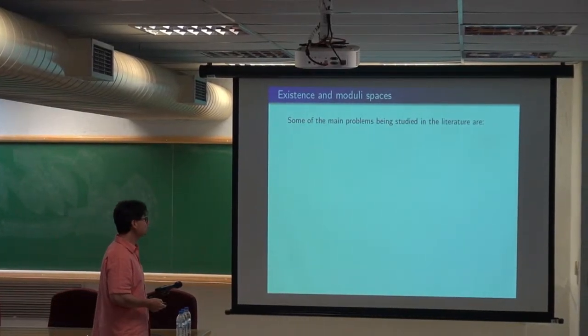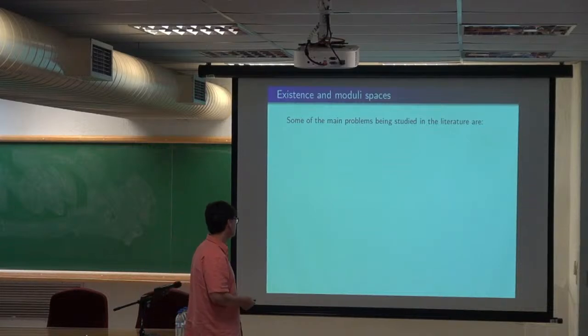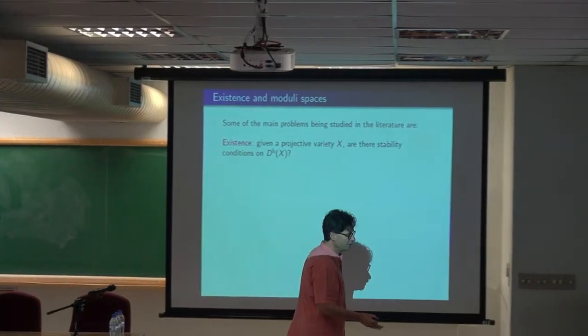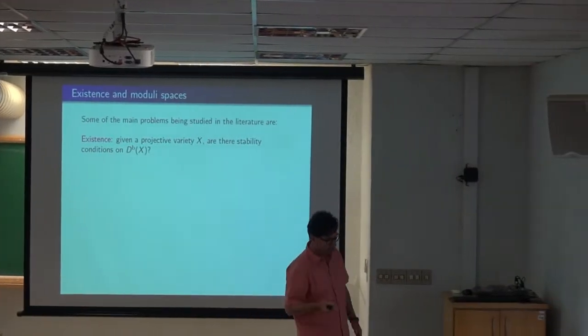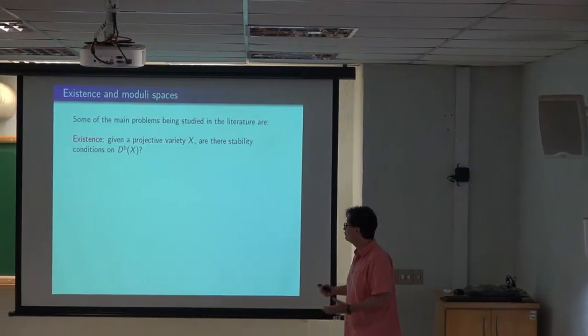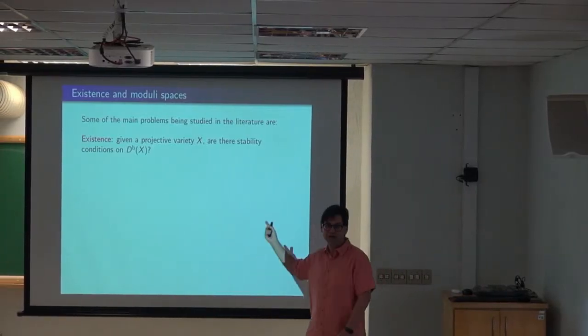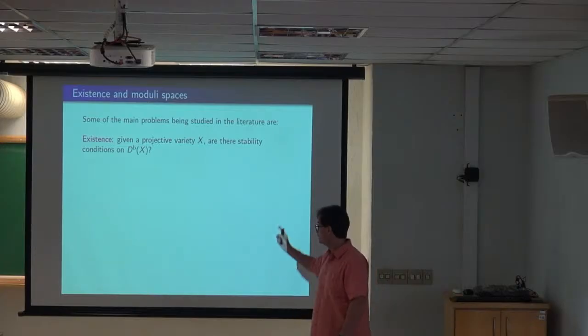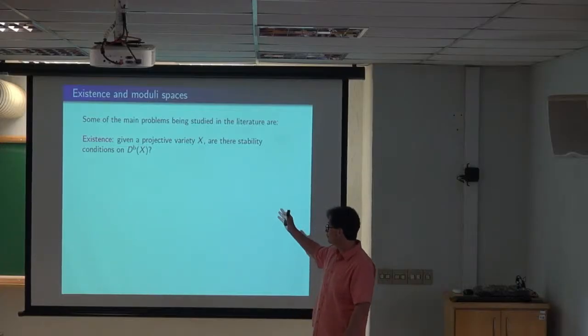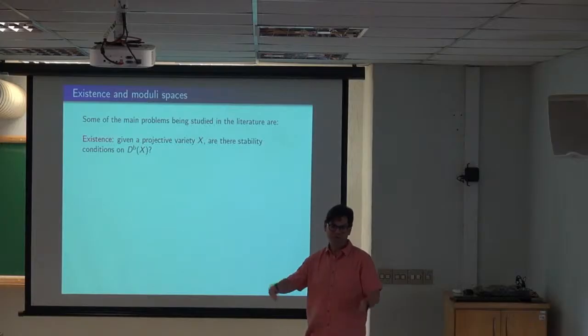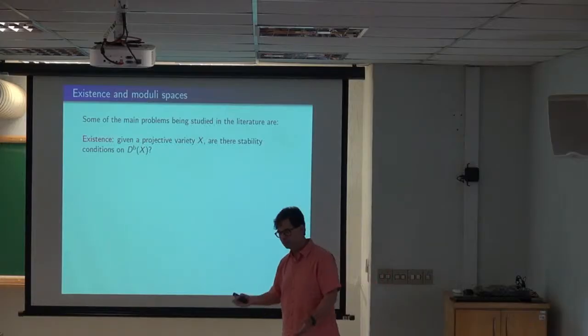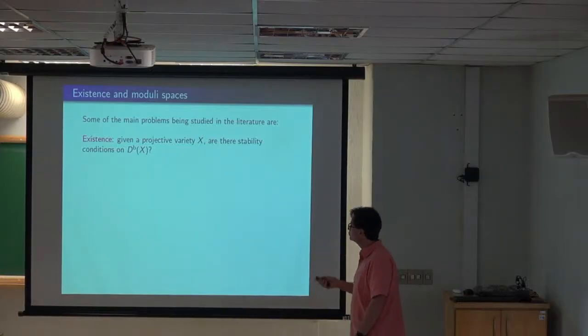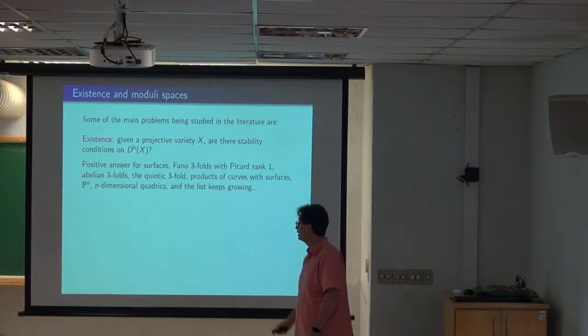So some of the problems that have been studied in the literature, first is the existence. Given an arbitrarily triangulated category, or given a projective variety, can you find stability conditions on the derived category of coherent sheaves on X? Or can you find stability conditions on any triangulated category? This is far from obvious, and constructing stability conditions is not a simple task.